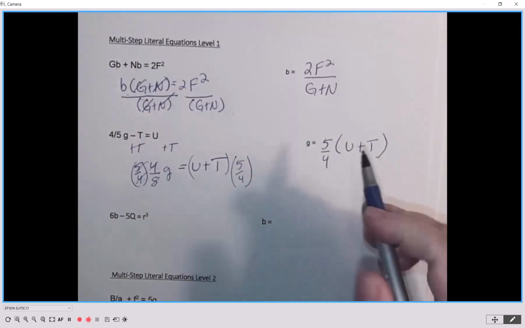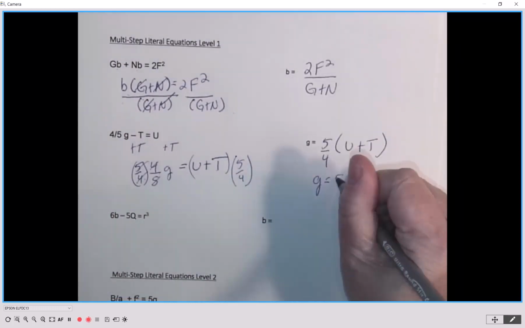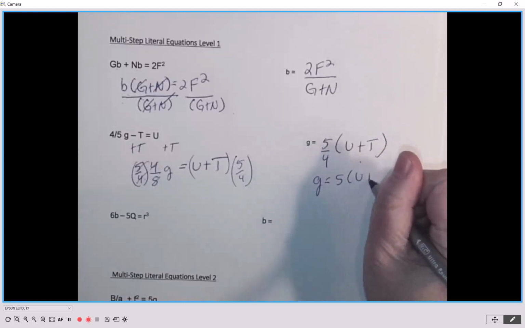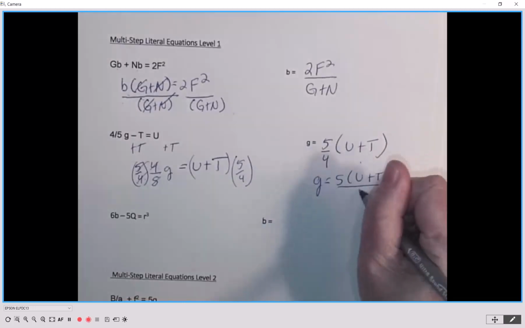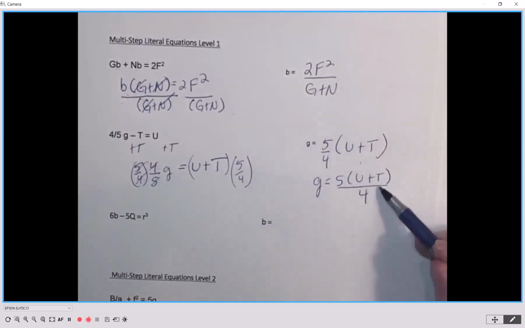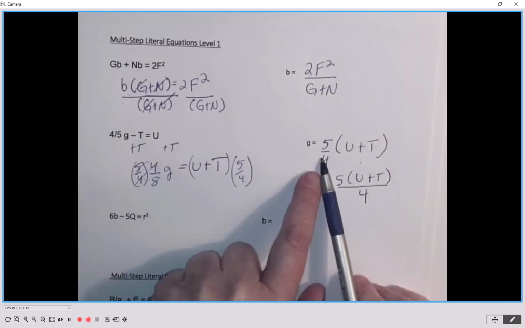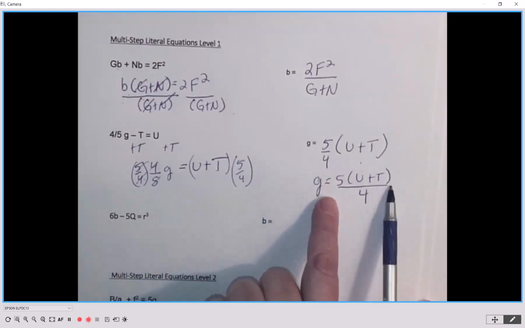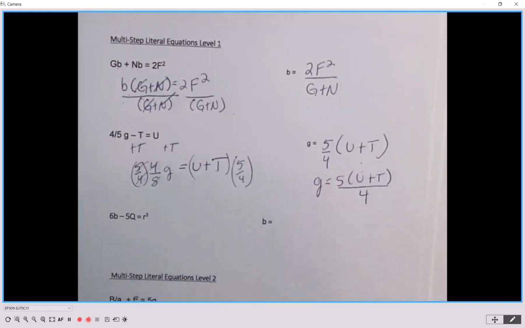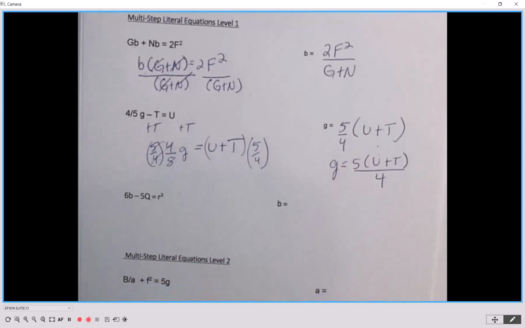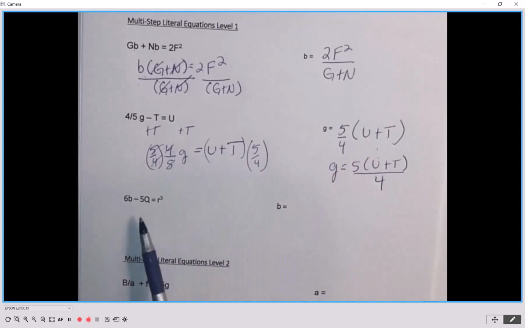I either can write it like that, or I can write g is equal to 5u plus t over 4. So visually see that they're the same. Here's your 5/4 fraction. This really lives in the denominator. I'm just writing it in this way. Both are good. All right, let's take a look at this last one, and we're trying to find that small little b letter.